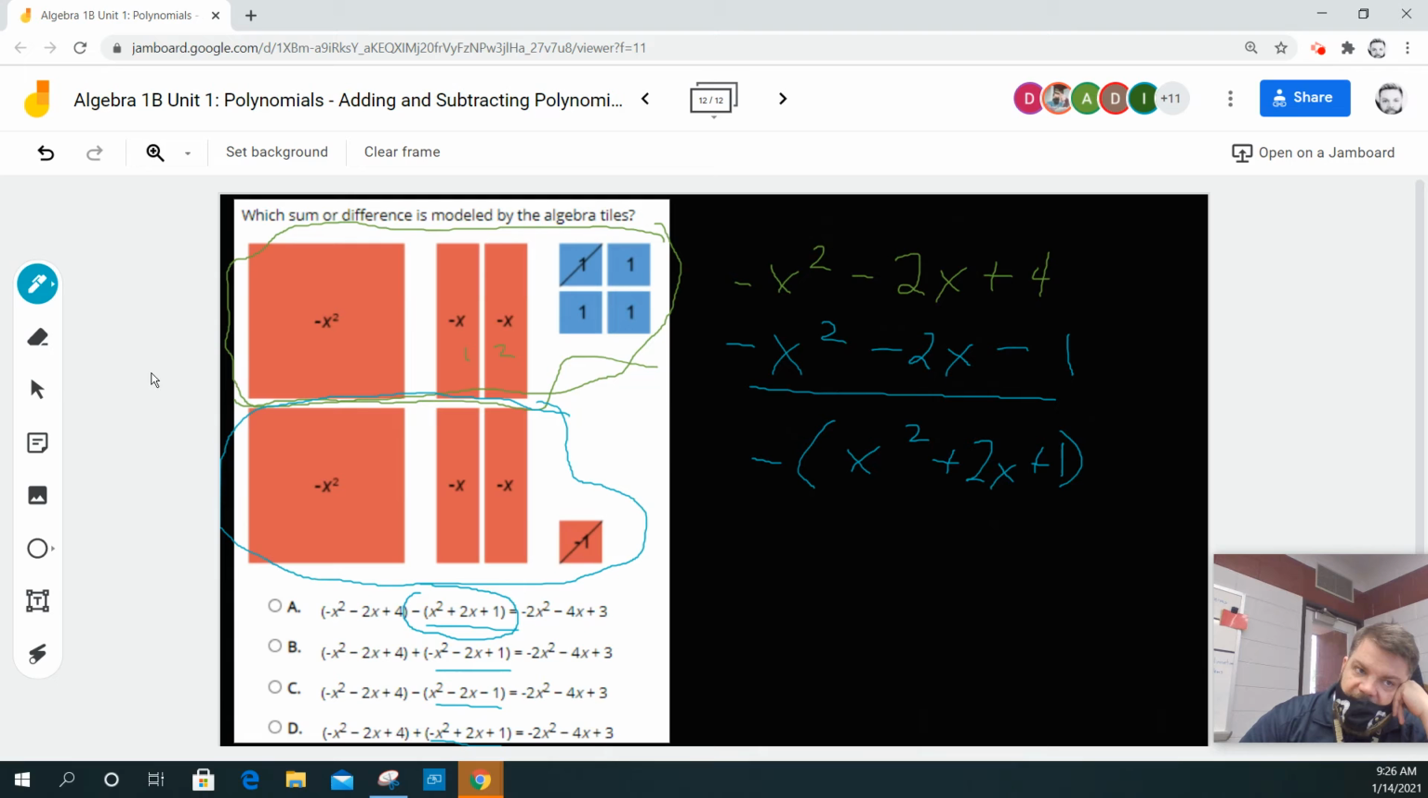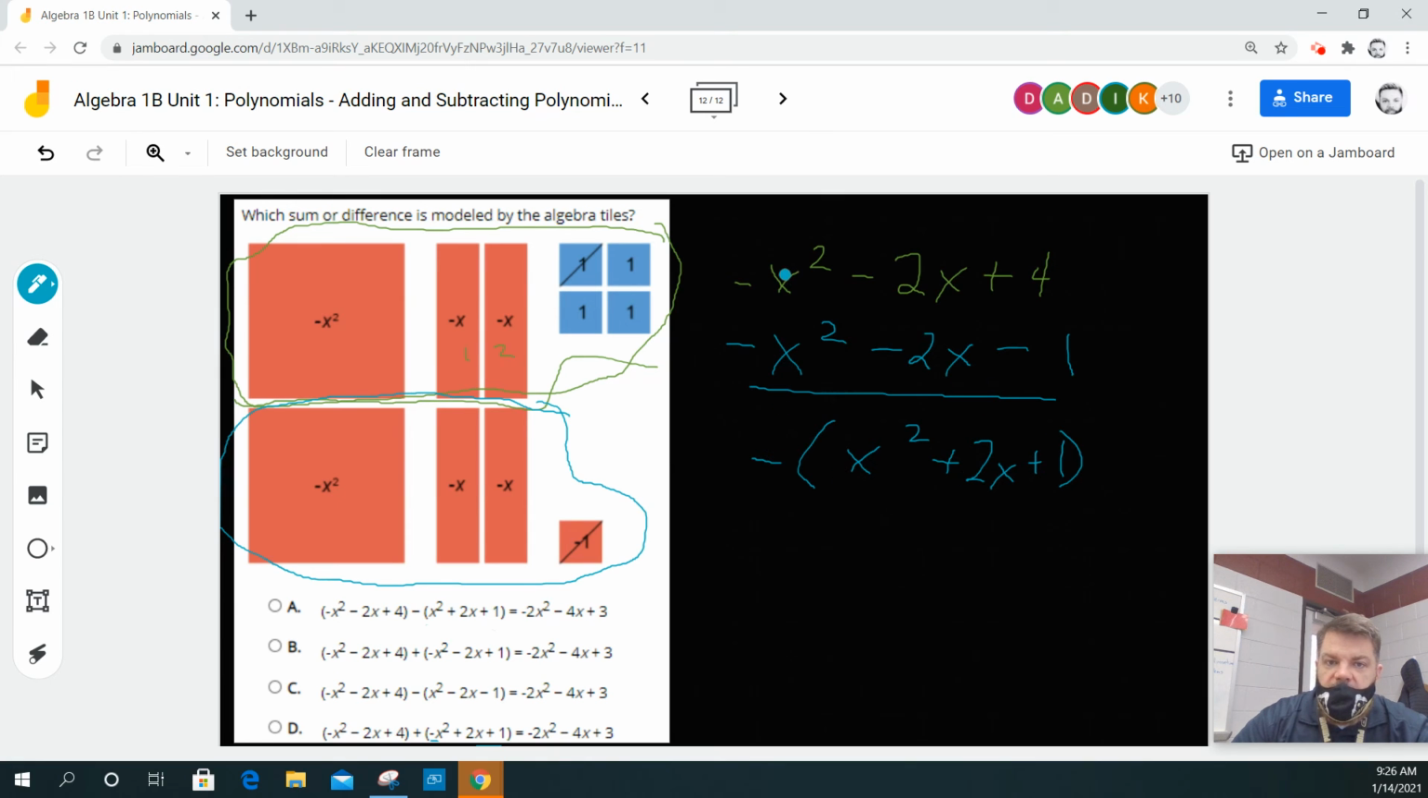So now let's jump back and see if the first term matches. Does the first term match? Yeah, so this term here matches this. This expression here matches this. And then I just got to make sure the math is right, okay? And if the math is right, then that's the right answer.